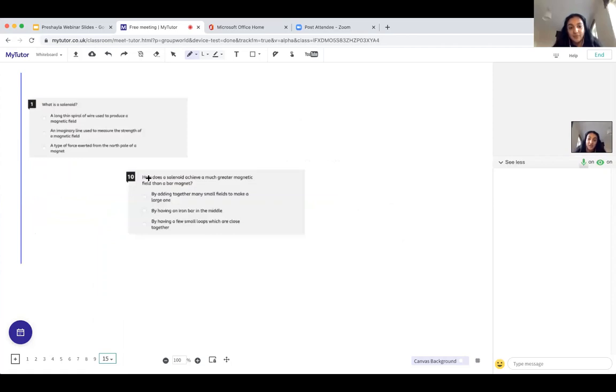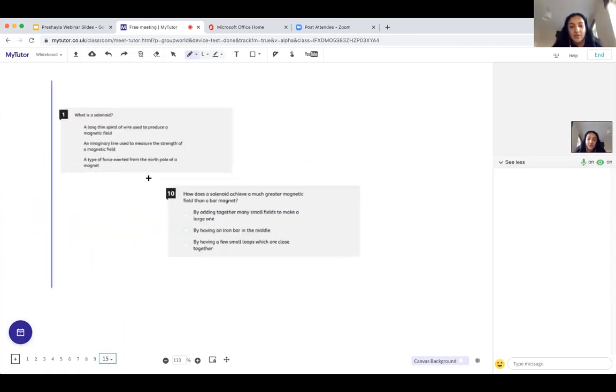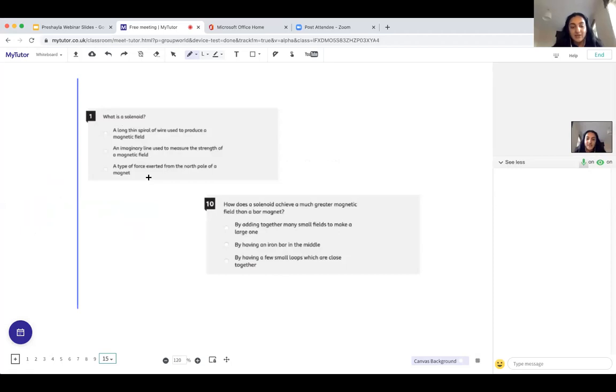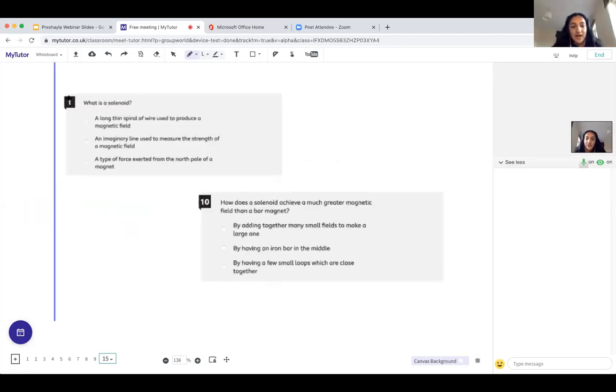So again, we've got our mini quiz, just 2 questions this time. What is a solenoid and how does a solenoid achieve a much greater magnetic field than a bar magnet? So put your answers in the chat. Let's see if you know what a solenoid is and how it achieves a better or bigger magnetic field than a bar magnet.